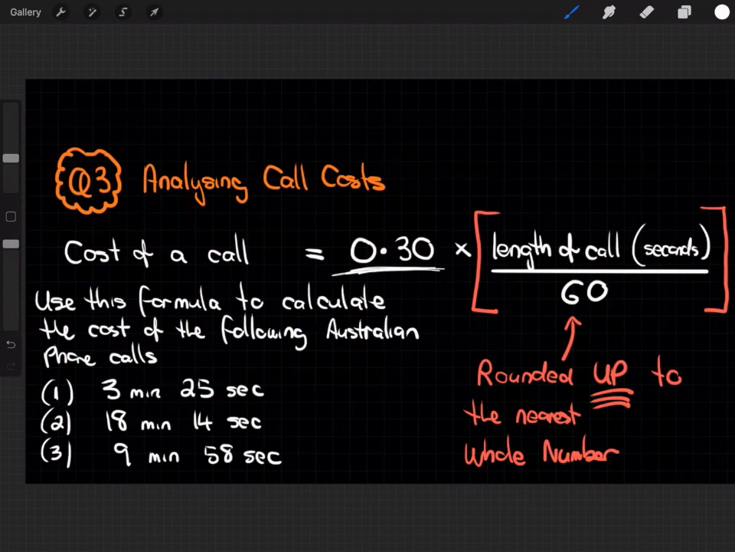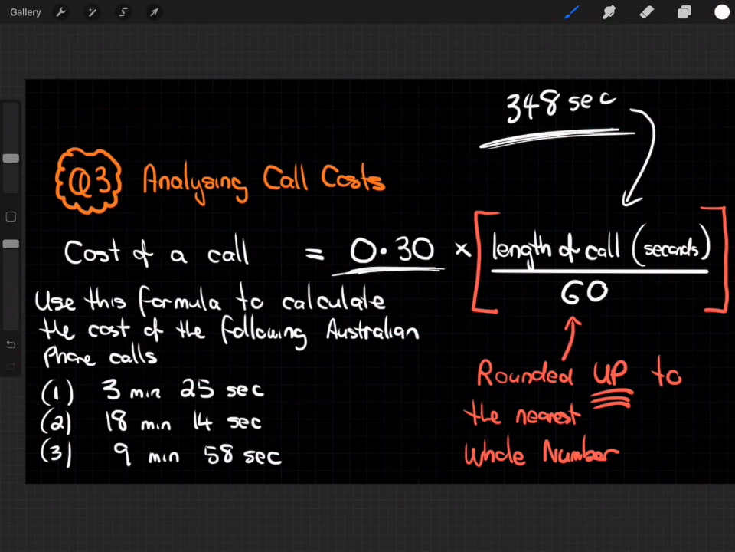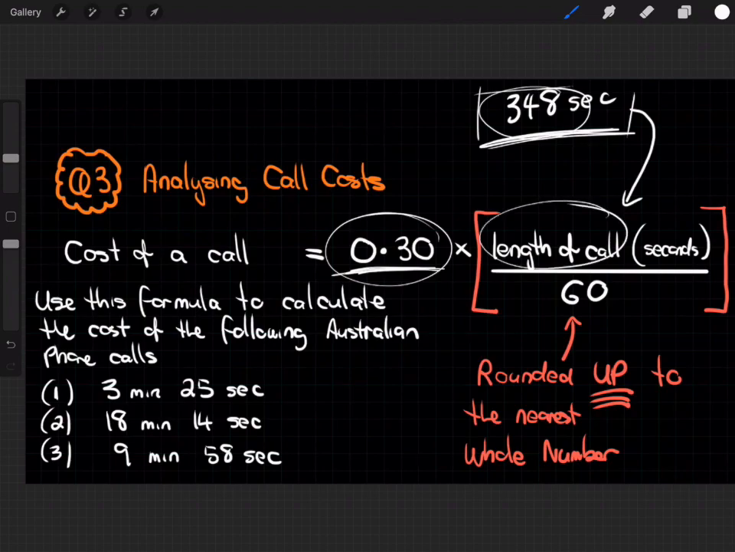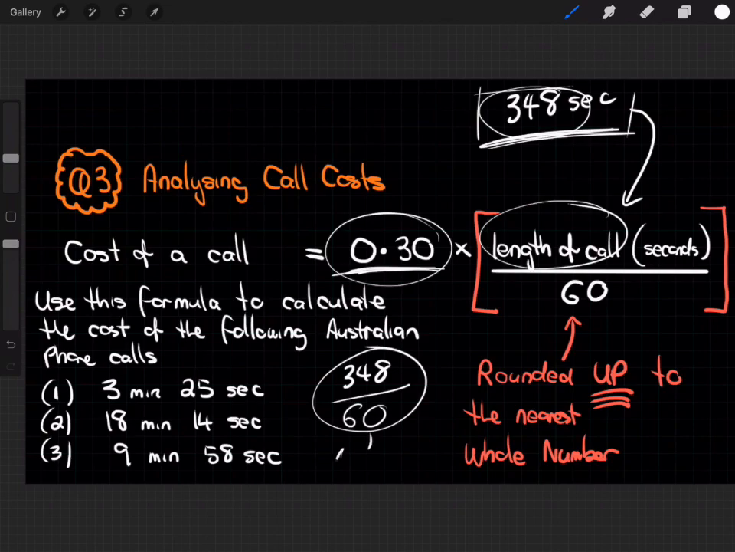But to make it a bit more accurate, if you had a phone call that was, say, 348 seconds long, how much did that cost you? Well, you could actually plug that into this formula. Where you see the length of the phone call in seconds, you put in the number of seconds you've got. So you do 348, which is the time of your phone call. You divide that by 60, and then whatever you get for that, you'd round up to the nearest whole number. And then you'd multiply that by 0.3, and that will tell you the cost of your phone call in dollars.